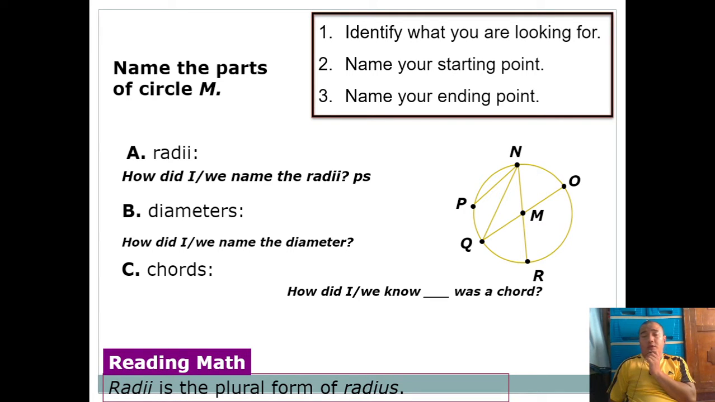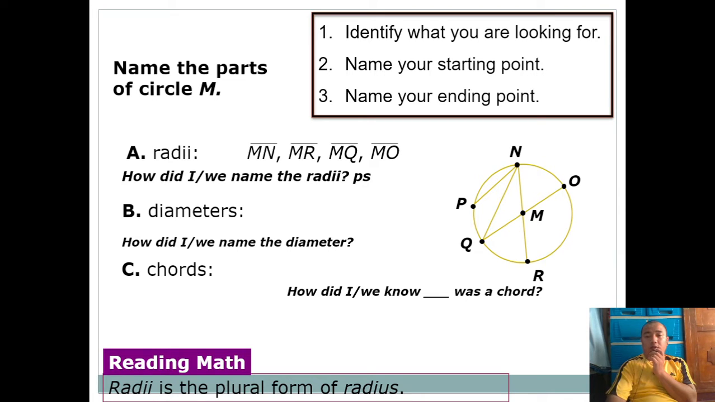So what do you think are the radii in the figure, in the circle M? We have line segment MN, here line segment MR, that one, line segment MQ, line segment MO, right? So these are the 4 radii of circle M.